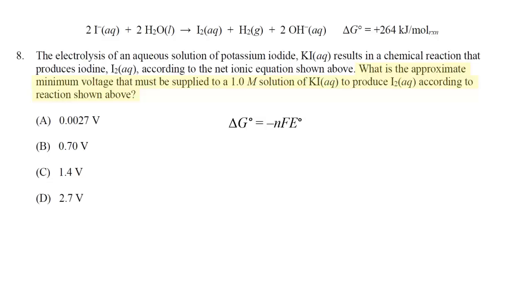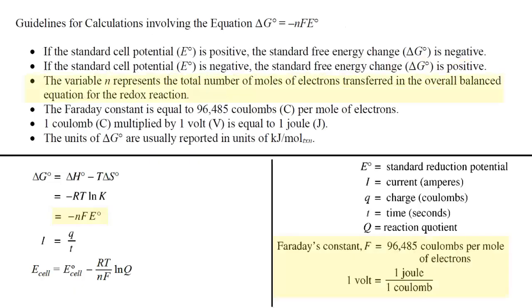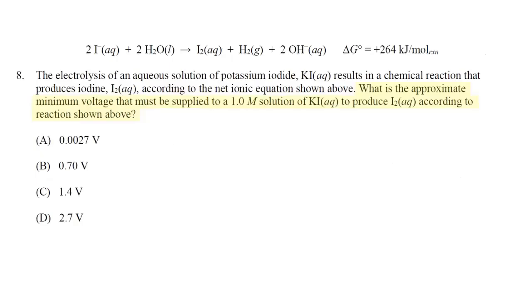But what I'd like to do is focus on the N for right now. So what is N? Well, the variable N represents the total number of moles of electrons transferred in the overall balanced equation for the redox reaction. So what makes this question a little bit different than ones you've seen before in this packet is that we are not combining two half reactions together to produce an overall balanced chemical equation. In fact, we are simply given an overall balanced chemical equation.